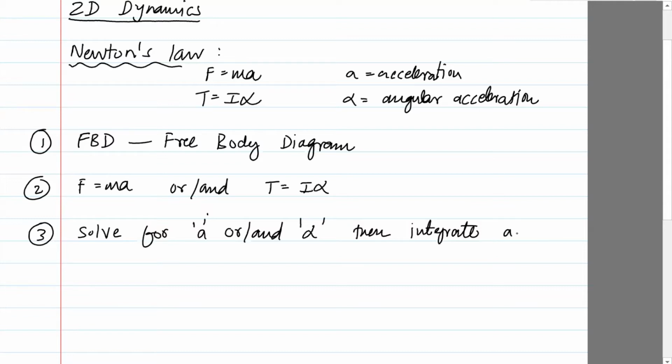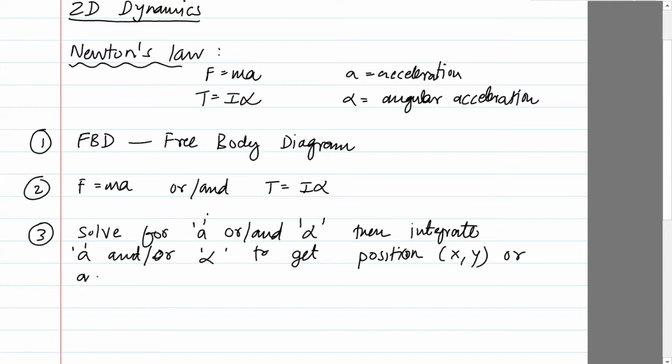Integrate a and alpha to get position, okay, x, y, or angular position, which is theta. So this is probably the way you were taught dynamics in 210 or as undergraduates.